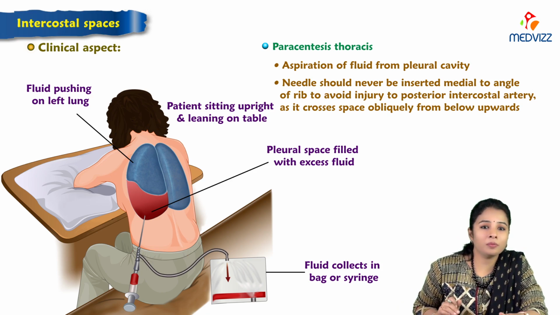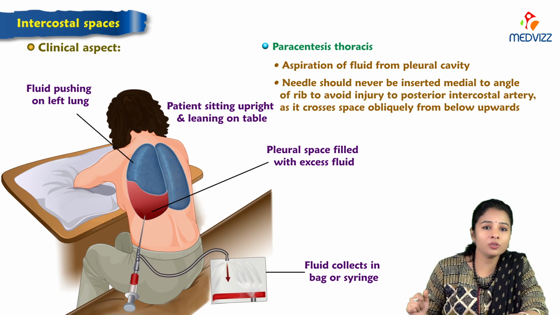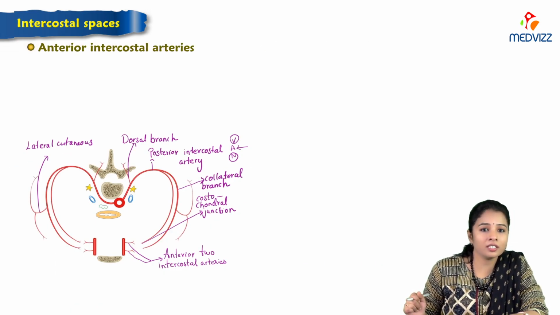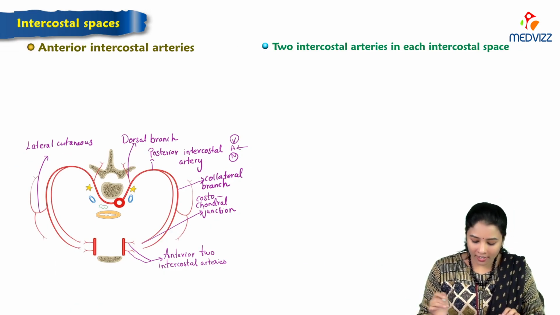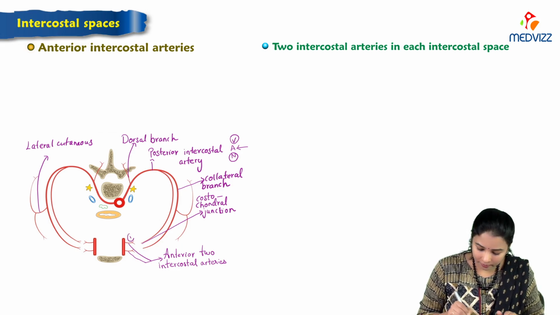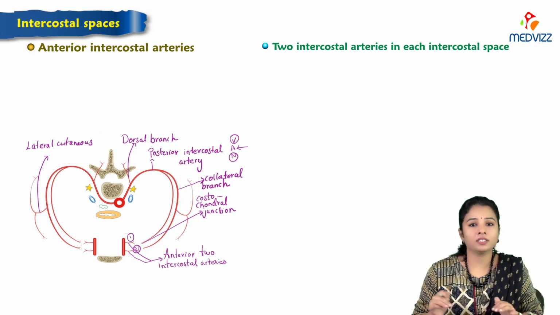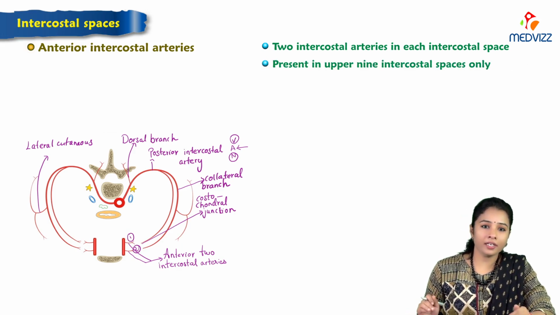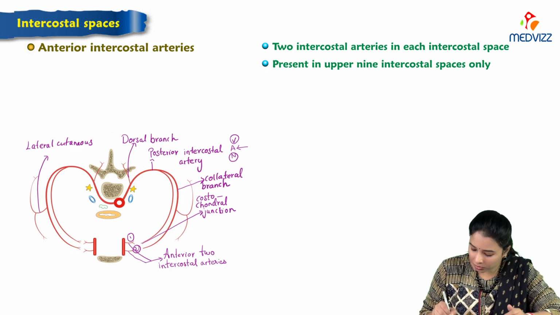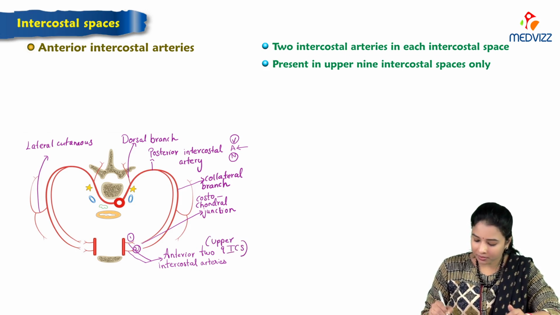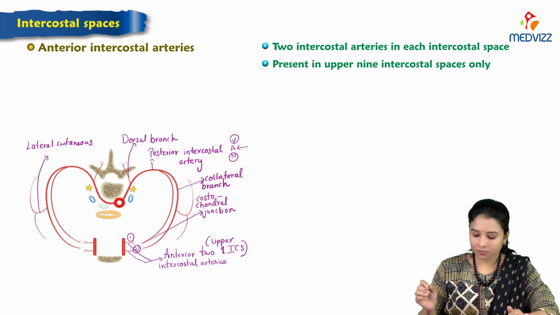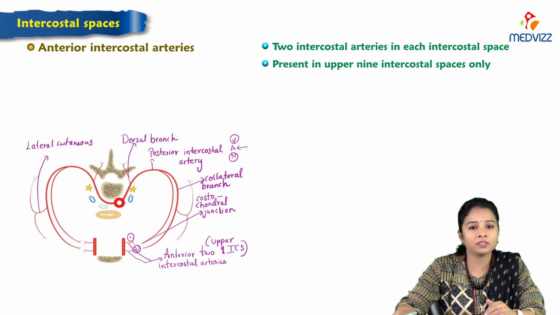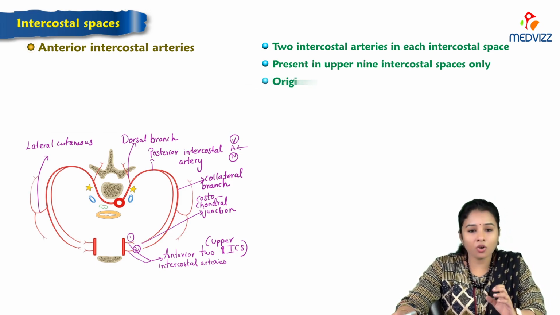Let us finish off the other arteries also, that is anterior intercostal arteries. There are two small anterior intercostal arteries. We can see here in this image, and they are present in the upper 9 intercostal spaces. So these are present only in the upper 9 intercostal spaces. And let's see the origin.